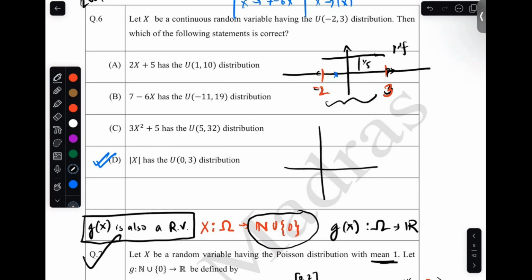Understand this very carefully. Here it's minus 2 and 3, uniformly distributed. Now you have mod x. When you have mod x, what happens? Everything is transformed to the positive side. That means this transforms to 2. Everything reflects. It's like this part goes to the other hand side. So all of them go here. Each of them goes here.